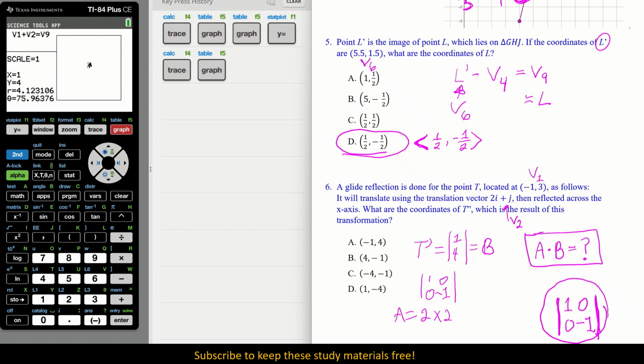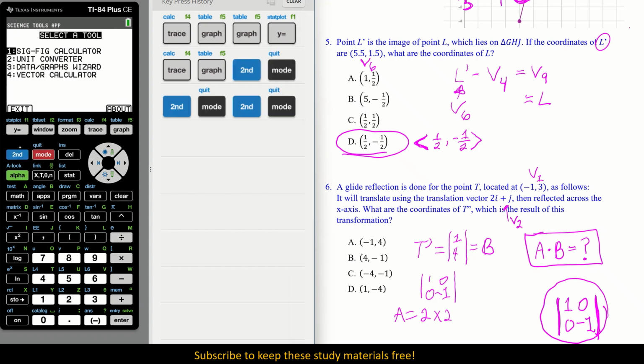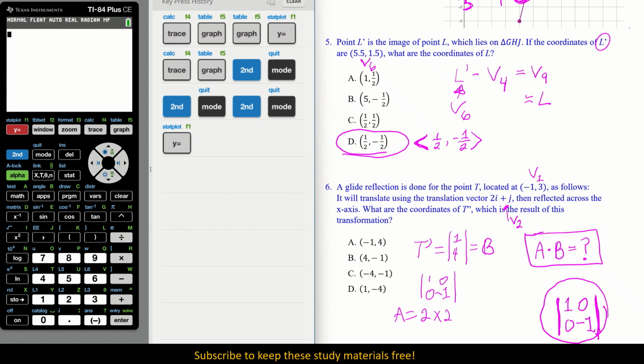So now we need to back out. Second mode, second mode, second mode until you see exit. We're out. Now we need to go to our matrices. Second, see where it says matrix right there? That's your X inverse. So I need to edit. I'm going to go over and push enter. Now, mine is completely blank slate.